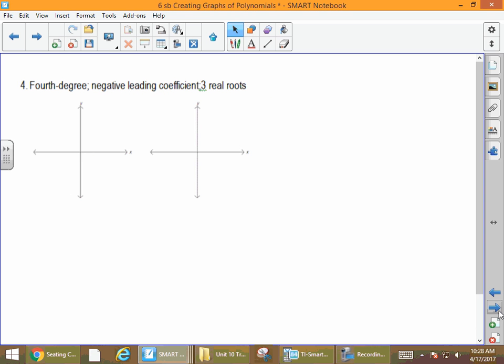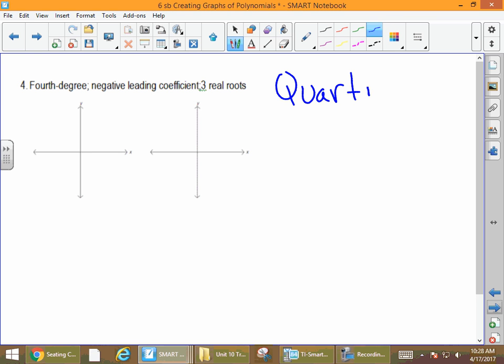Fourth degree. We've seen fourth degree. What do we call the fourth degree polynomials again? Anybody? Quartic. We have a negative leading coefficient. And we're going to have three real roots.